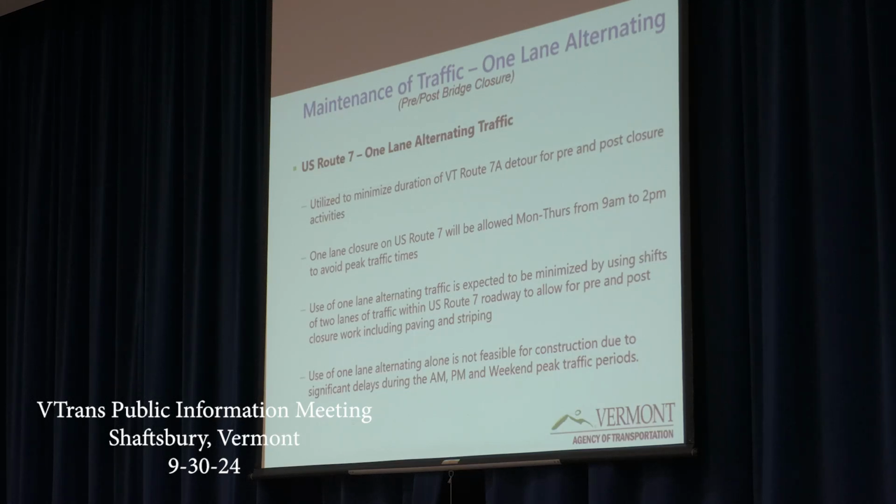There will also be times where the contractor may shift 2 lanes of traffic up on Route 7 to accommodate paving, striping, and any of the final closeout work. We did evaluate, as I mentioned before, use of a one-lane alternating situation up on Route 7, and found that the delays and the peak times are significant, specifically over weekend times. So we're not looking to do one-lane alternating full-time up on Route 7.